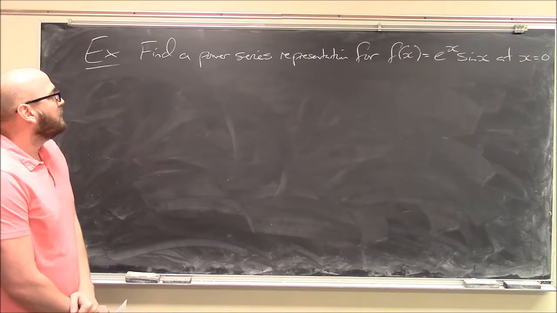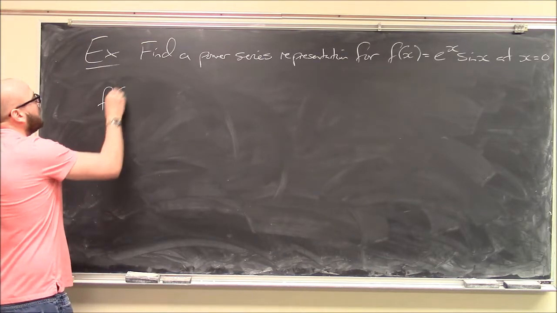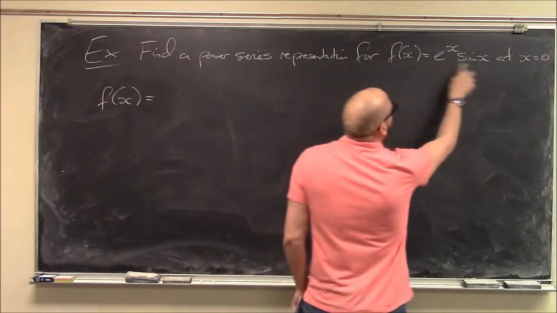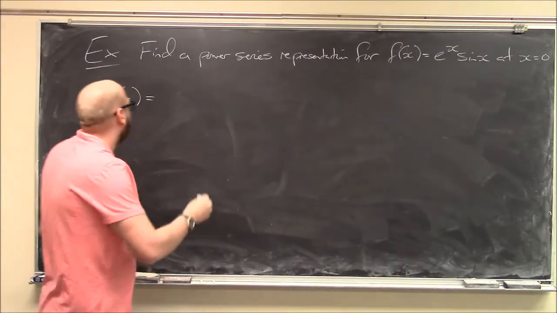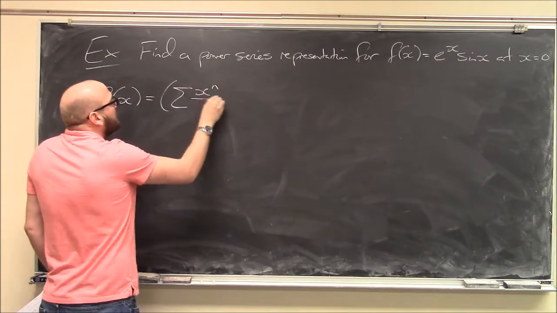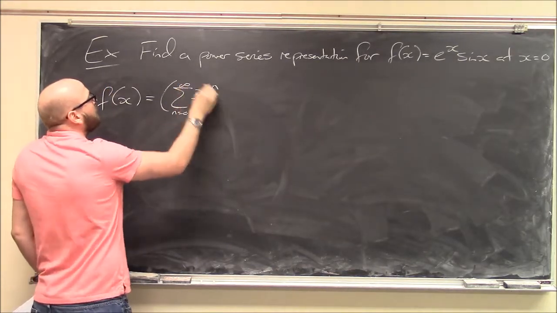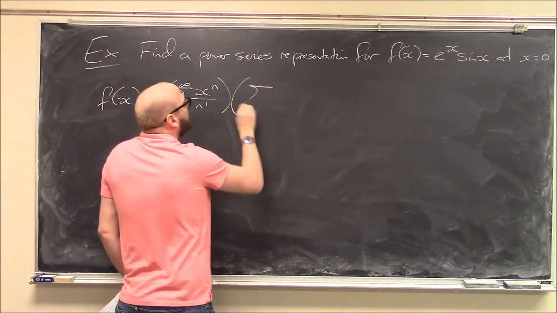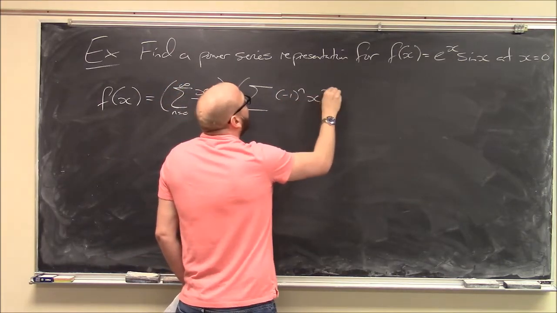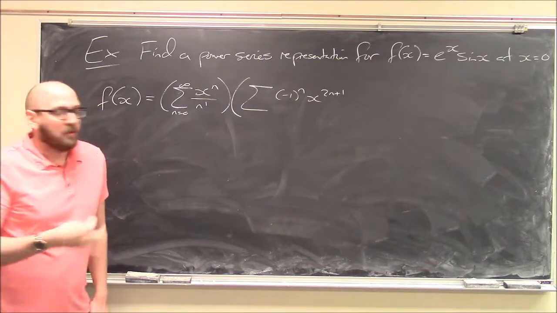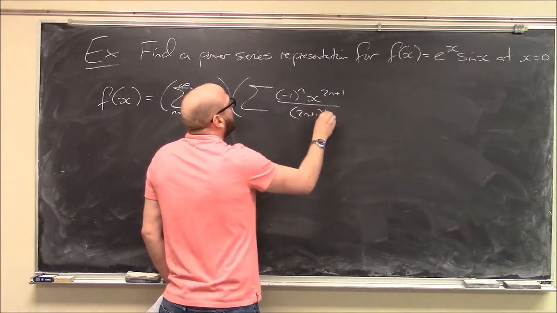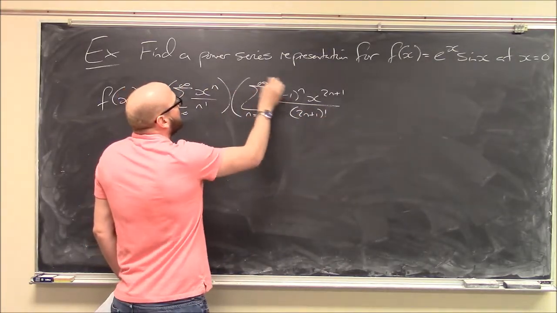So instead of doing that, I'm just going to recognize that I'm allowed to multiply power series together, and I know power series representations of both of these functions, right? So e to the x is the sum of x to the n over n factorial. And sine x is the sum of minus 1 to the n times x to the 2n plus 1 over 2n plus 1 factorial, n equals 0 to infinity. I always have to remember sine is the odd powers, cosine is the even powers.